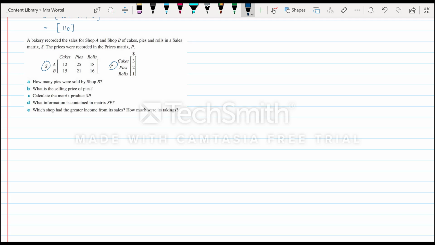Okay, well, that's not really going to be too tricky. All we have to do is look at our matrix to answer that question. So we have sales matrix S, we can just use that. So how many pies were sold by shop B? Well, this is how many things were sold. So we look in the shop B row and we go across to pies. That's going to be 21.